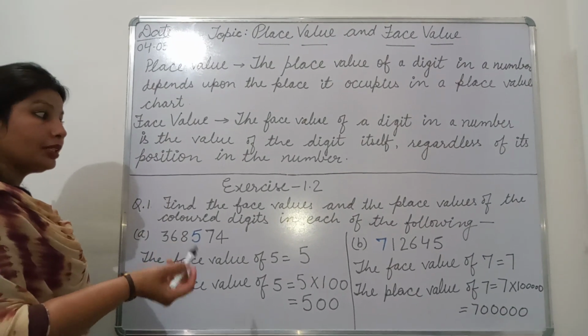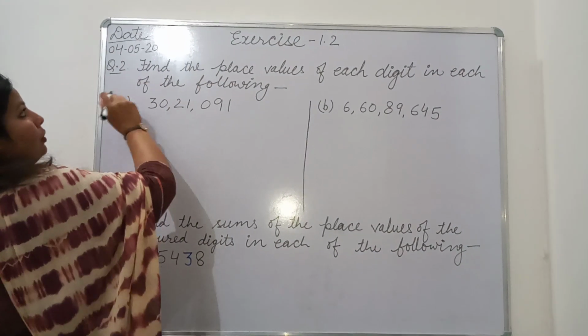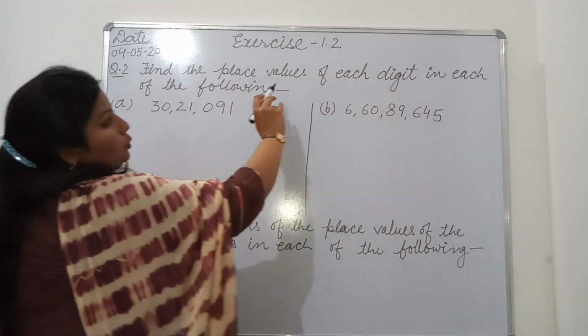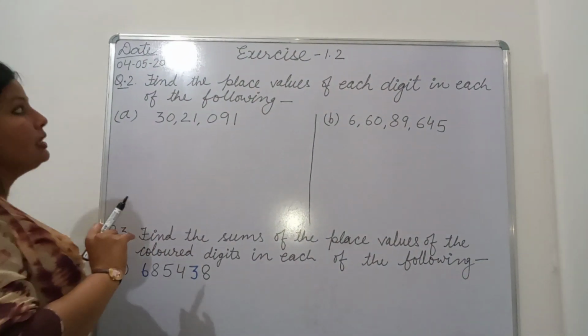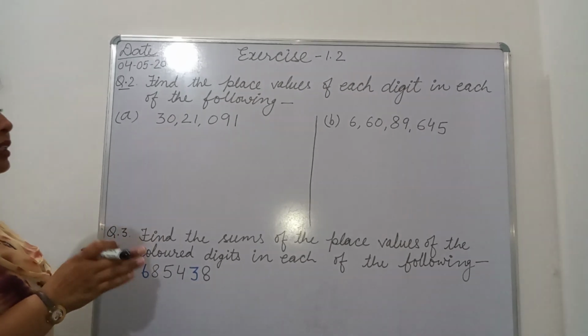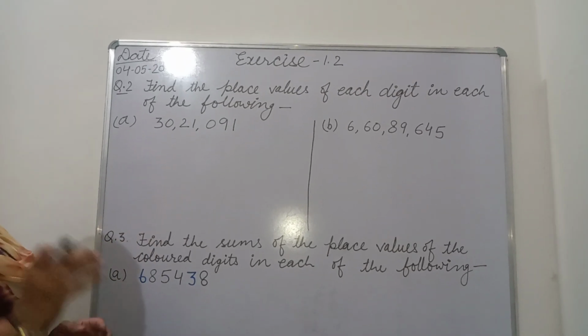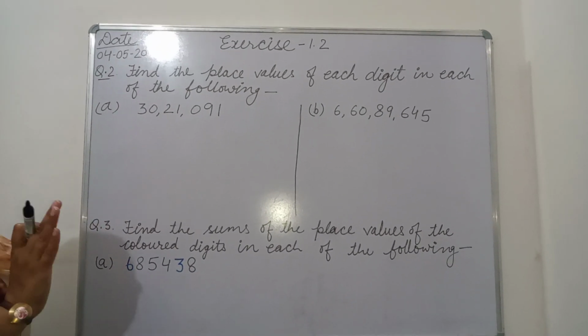Now after that, question number 2. Find the place value of each digit in each of the following. Means you have to find the place value of each digit. Okay. Each digit means every digit. You will not leave a single one. For every digit you should find the place value.